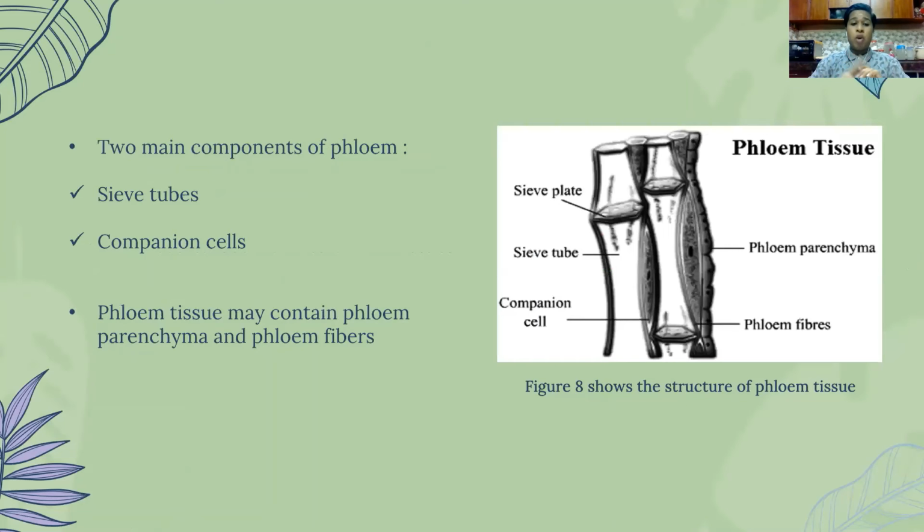There are two main components of phloem. First is sieve tubes and second is companion cells. We'll learn more about sieve tubes and companion cells in the upcoming slides. Phloem tissue may contain phloem parenchyma and phloem fibers. As we saw just now, xylem also has parenchyma and fibers, which in phloem have the same function: the phloem parenchyma serves as food storage, and phloem fibers give support, strength, and also protection.